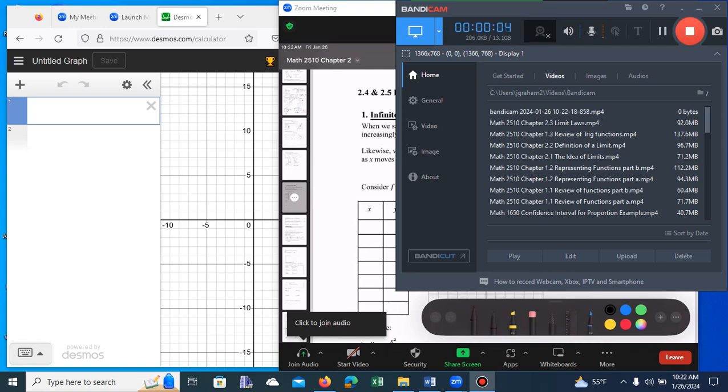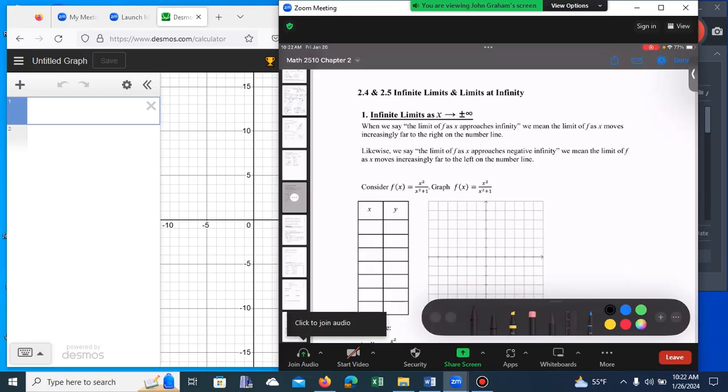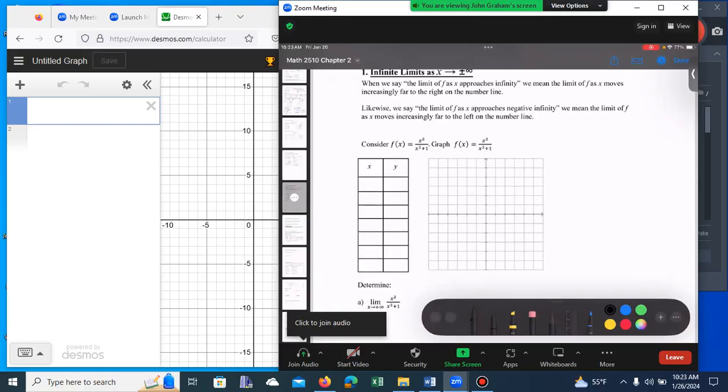Alright, this is Math 2510, and this video is going to be over section 2.4 and 2.5, which is looking at infinite limits and limits at infinity. So when we say infinite limits, we're looking at as x goes to either infinity or negative infinity. So x is getting really, really big, and so you're looking at it as going to the right and falling out to the right, or it's getting really, really small, so it's going to the left and falling out to the left. And we look at what happens to the function at these times. So we will say as x approaches infinity or approaches negative infinity when we mean infinite limits.